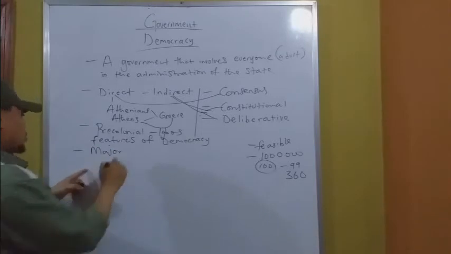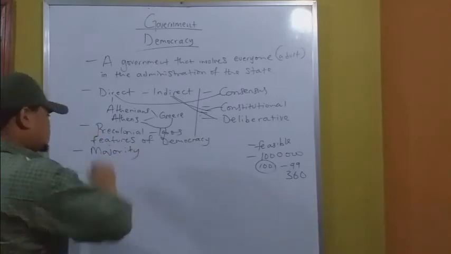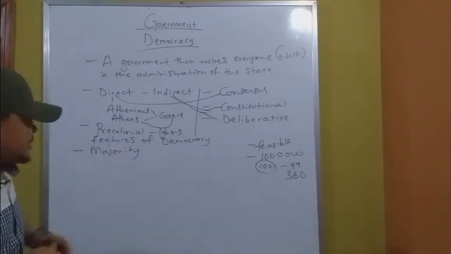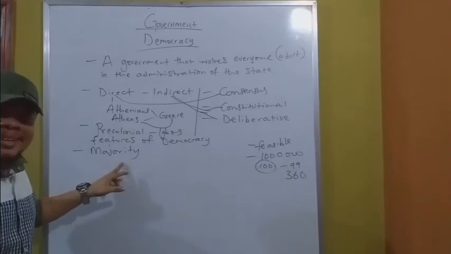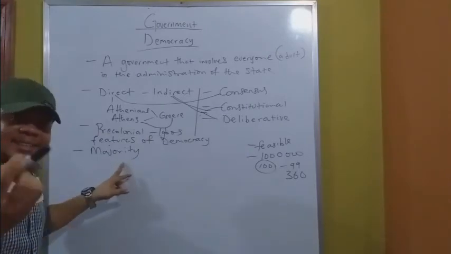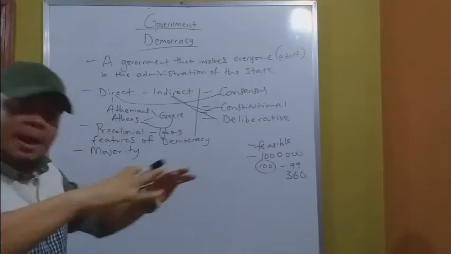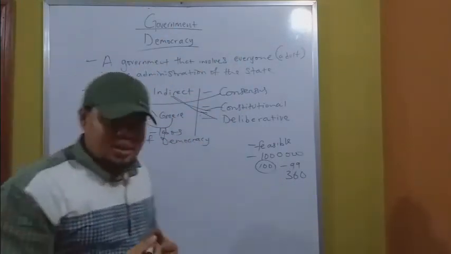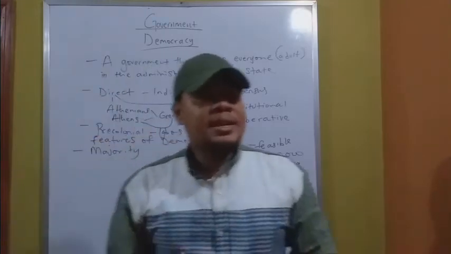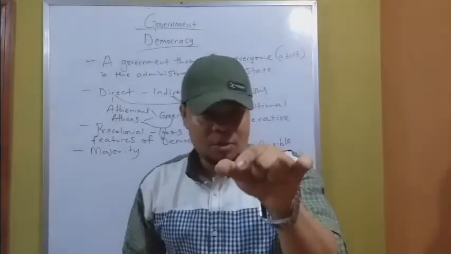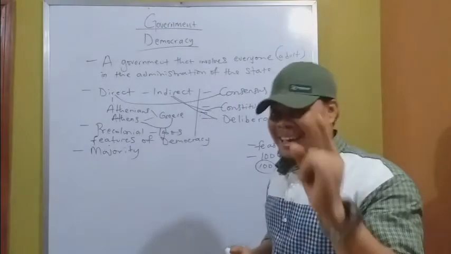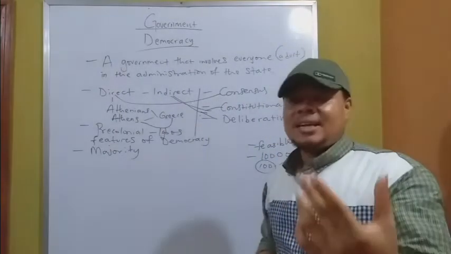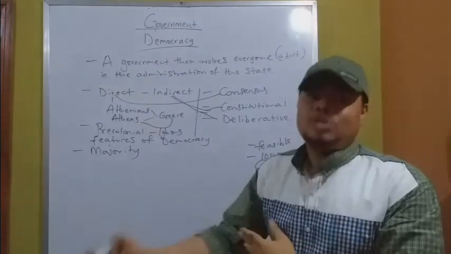Or rule by the majority. The majority is always the controller of government. What this means is that if during the elections, because the bedrock of democracy is elections. Elections is the bedrock of democracy, and these elections must have certain features as well.